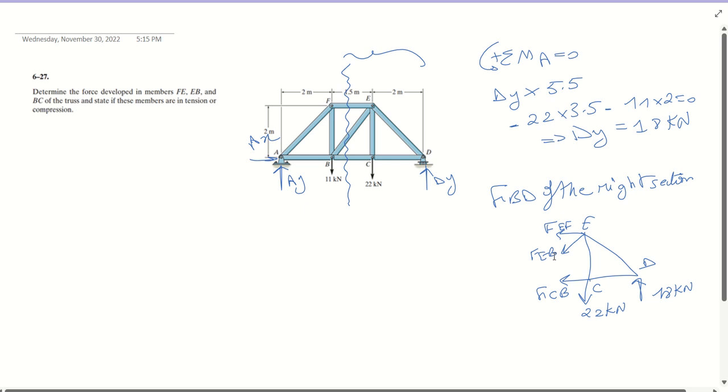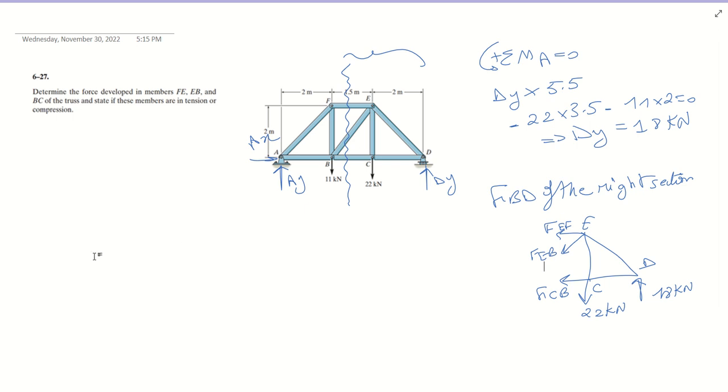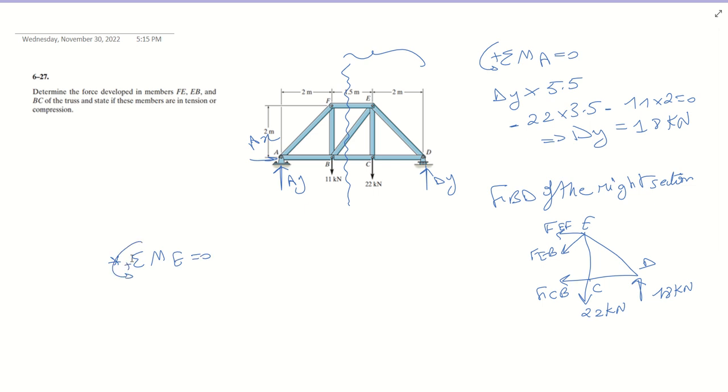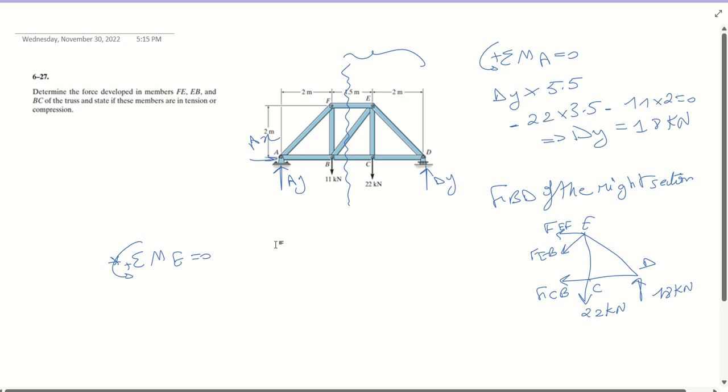Okay, so now let's start. Let's start by taking summation of moment about E. Why do I start by summation of moment about E is equal to 0? Because I have two forces passing through point E, so I can get rid of them and then find my third unknown, which is FCB.